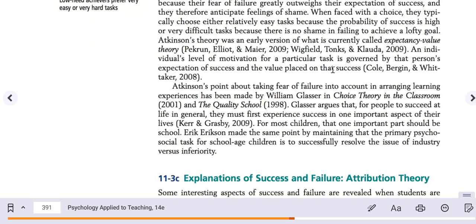Glasser argues that for people to succeed at life in general, they must first experience success in one important aspect of their lives. For most children, that one important part should be school. Erik Erikson made the same point by maintaining that the primary psychosocial task for school-aged children is to successfully resolve the issue of industry versus inferiority.